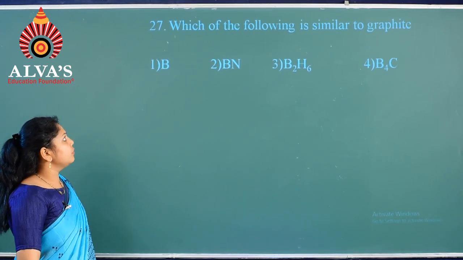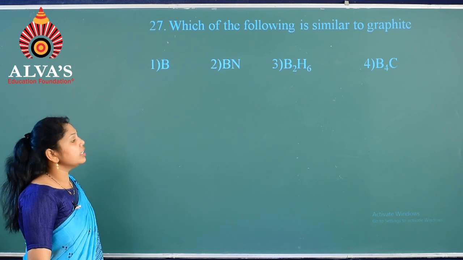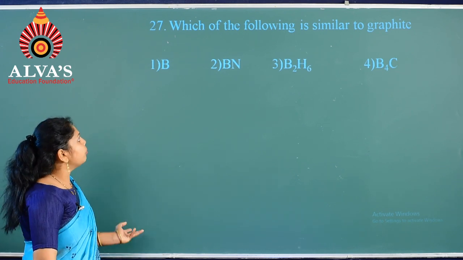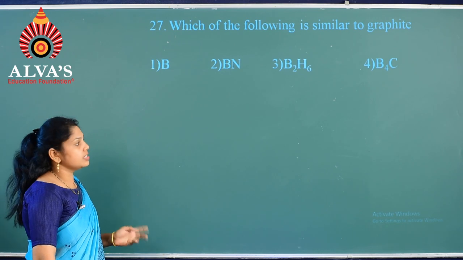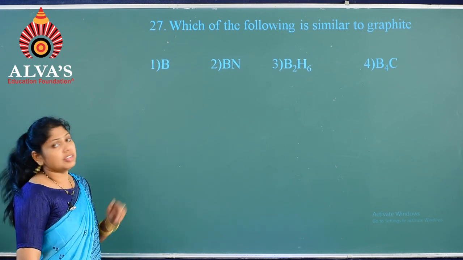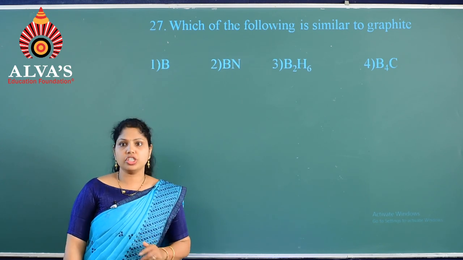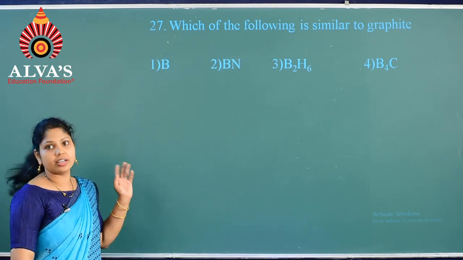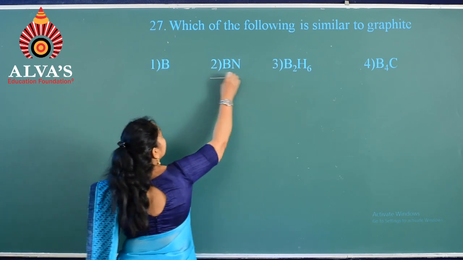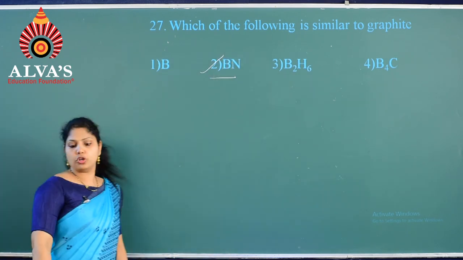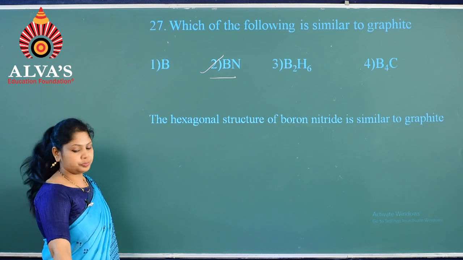Question number 27. Which of the following is similar to graphite? So, the options are boron, boron nitride, B2H6, B4C. Among the given options, boron nitride has a hexagonal structure which is very similar to graphite. Hence, we can go for option number 2. The correct option is 2.